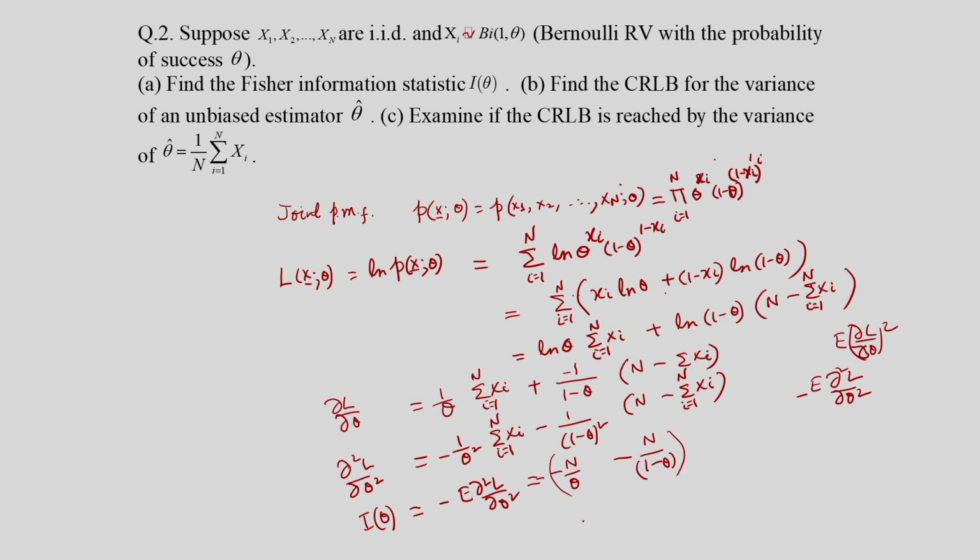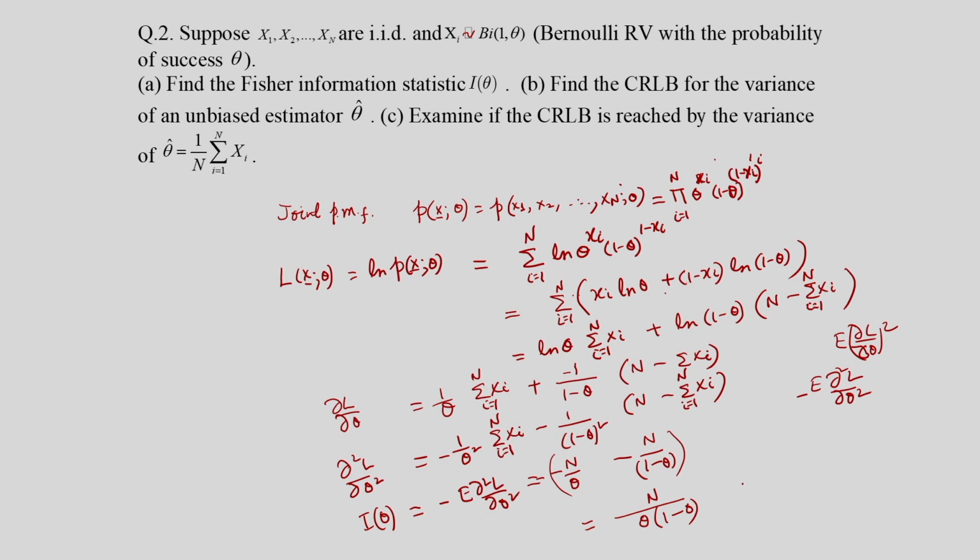If I carry out the simplification, it will be n divided by theta into 1 minus theta, since 1 minus theta plus theta is simply 1, and that way the result is n over theta into 1 minus theta.